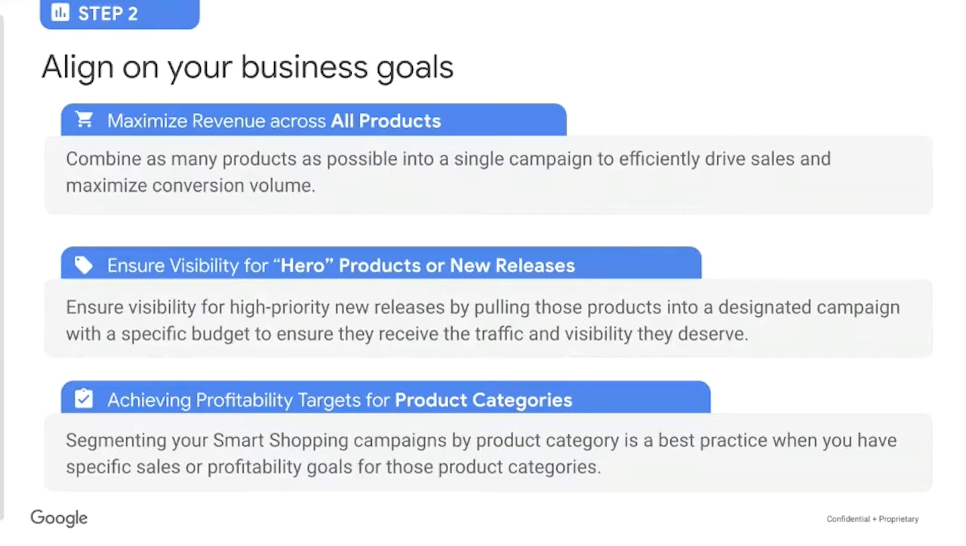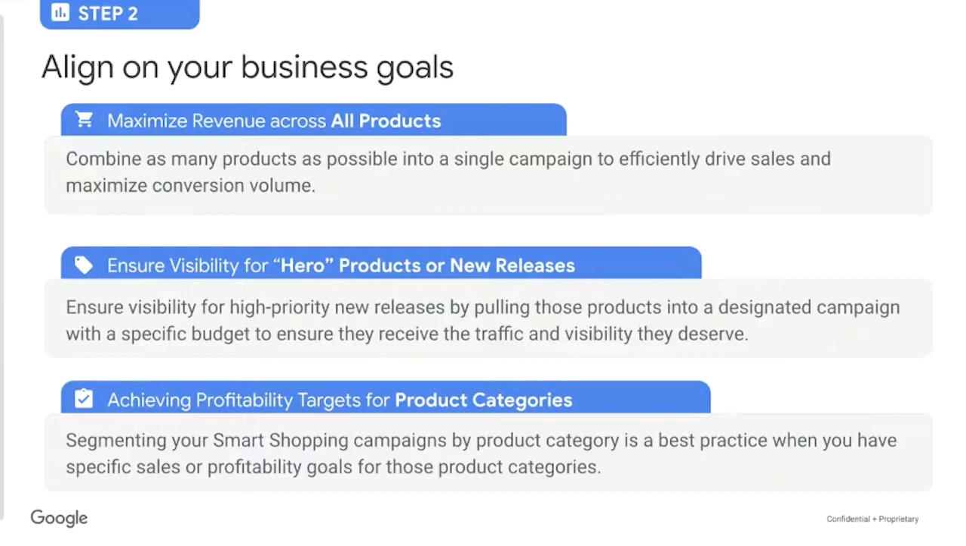Now it is time to align on your business goals to ensure that these tie into your ad structure. Many of you will already know what you want to achieve from your shopping ads campaigns, but restating these goals is a good way to take a step back and ensure that your campaign strategy actually aligns to these. There are 3 ways you can align your business goals to your smart shopping campaign.